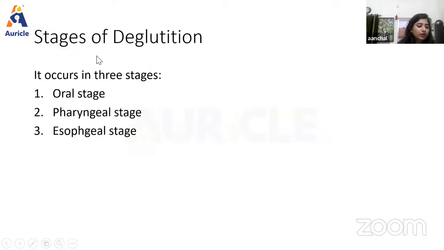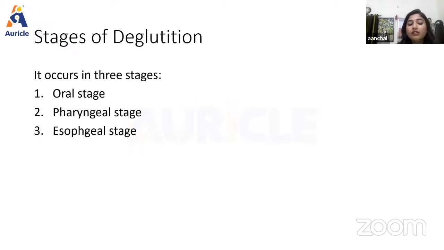So now talking about these stages. First stage we have the oral stage. Second stage we have pharyngeal stage, and third stage we have esophageal stage. A very important thing I wanted to discuss with you is that oral stage is the voluntary stage, because in oral stage we have control over the mouth, so whenever the food comes inside the mouth, we have the choice whether we want to swallow it or not.